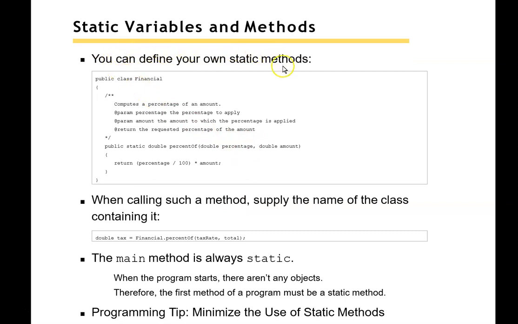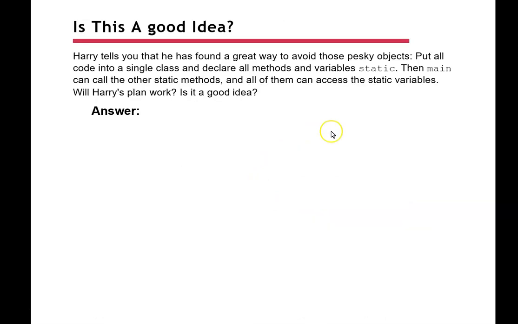You can define your own static methods by prefacing them with the word static. However, when you use it, you have to call it using the class name, and you can only use static variables inside there. Main, for example, is something that's always static. You really shouldn't use a lot of static methods and variables because they tend to cause problems when you deal with concurrency. So is this a good idea?